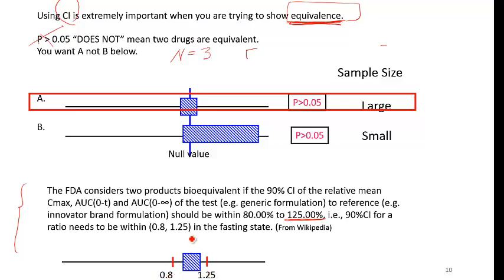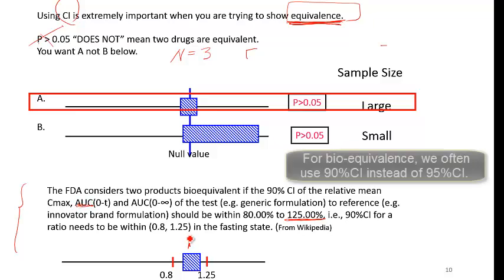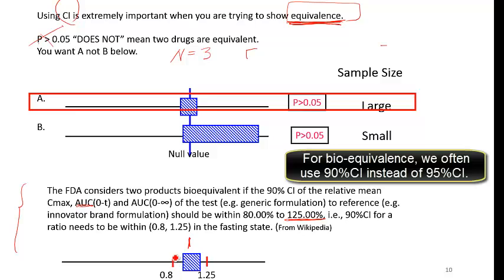What does it mean? If you set the mean AUC of the control drug as 1, and the newly developed generic drug is 20% less, that's what 0.8 means. And 1.25 means the newly developed generic drug has a mean AUC 25% greater than the mean AUC of the control drug. So this is the equivalence margin we often use for bioequivalence studies.